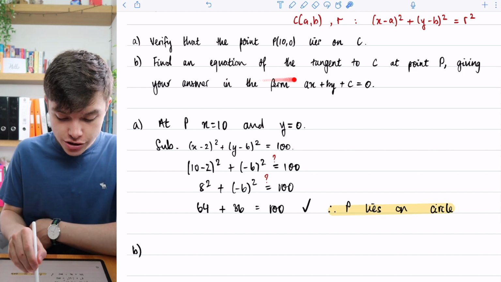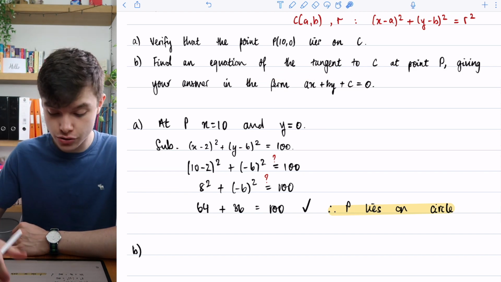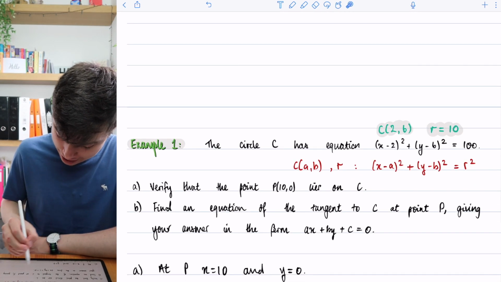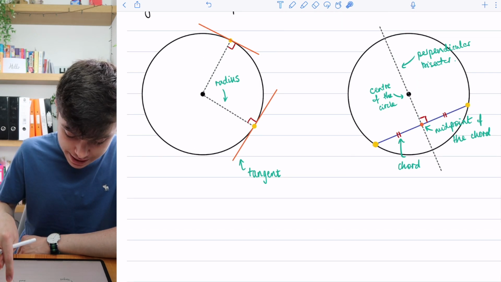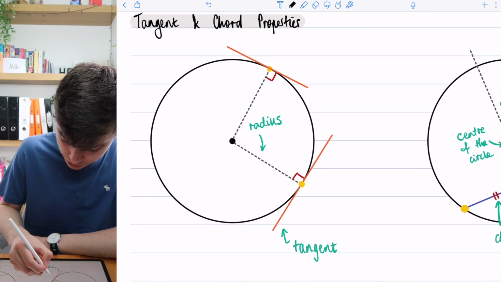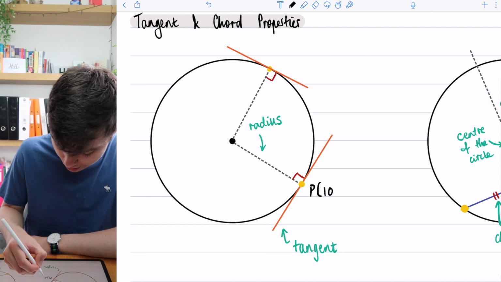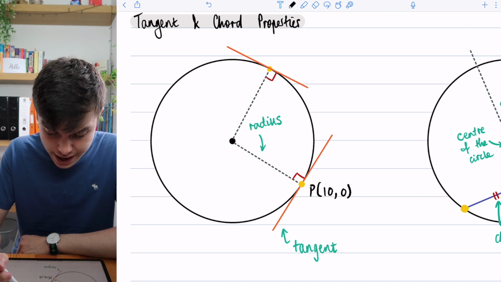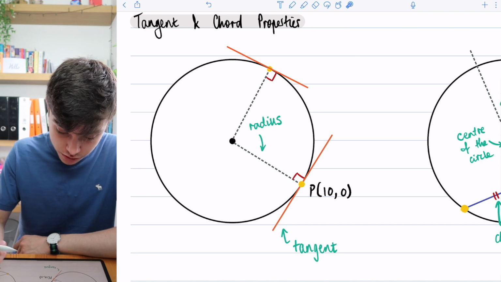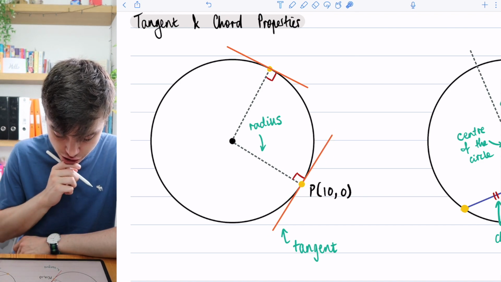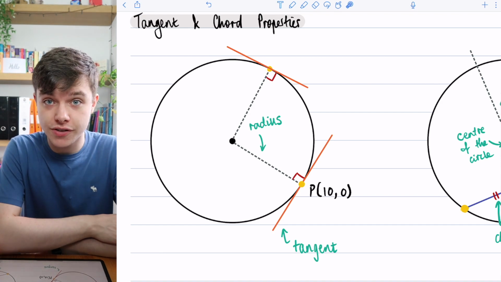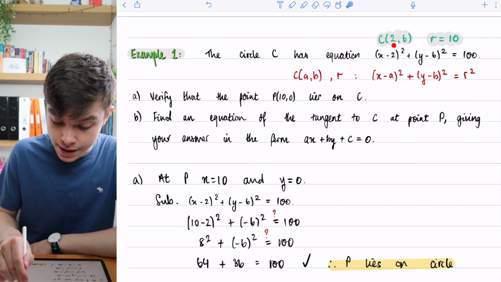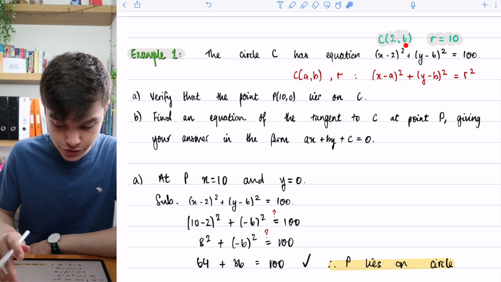So we want the equation of the tangent to C, so the tangent to the circle. We're dealing with this situation here, the tangent at the point P. So let's say, for example, it might not work out if we added some axes on here, but let's just say we have the circle, and this is our point. Point P is (10, 0). Let's say we want to work out the equation of this tangent. We know the centre of the circle, which we got from the equation up here. The centre is (2, 6). So let's put that on.